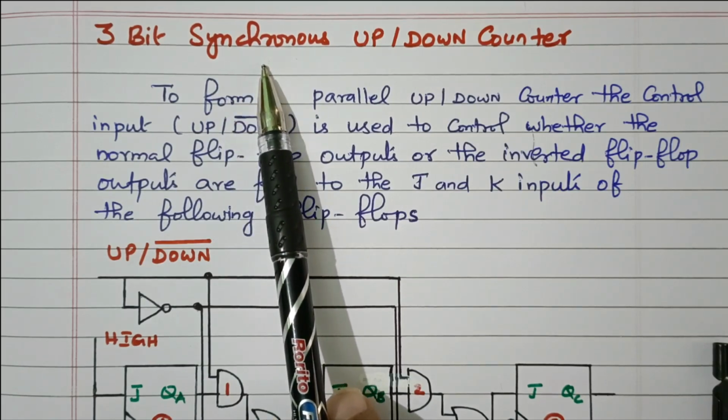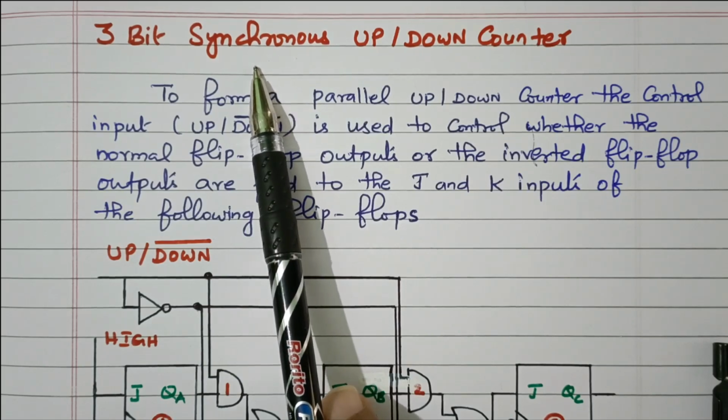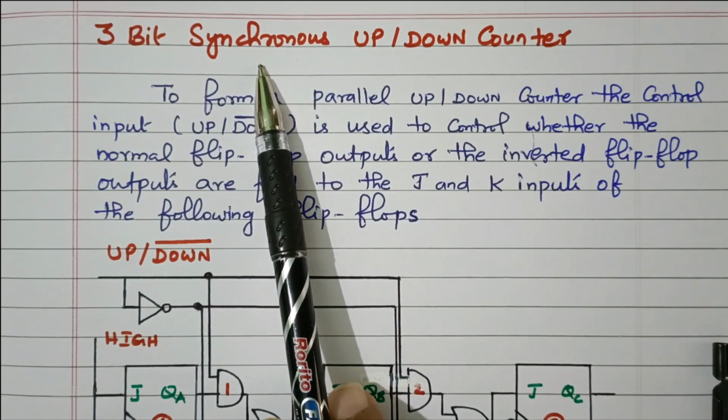One more type is the asynchronous counter. The first flip-flop will receive the clock pulse. The output of the first flip-flop is given as the clock pulse to the second flip-flop. So the operation is not synchronized. That is called an asynchronous counter.